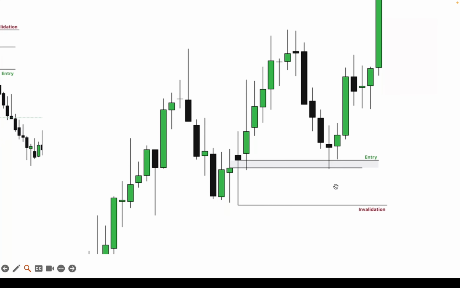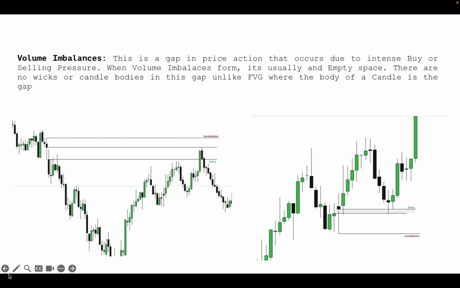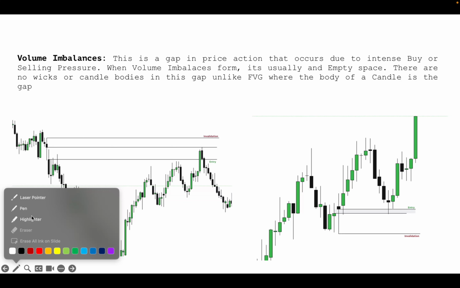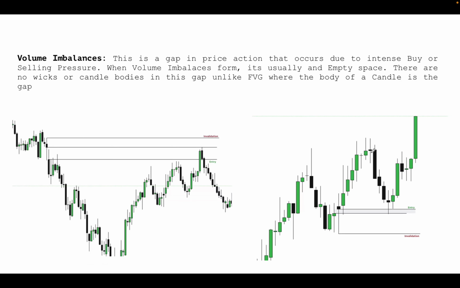Now price can use this multiple times. It can even invalidate the volume imbalance. Then you still use it as a volume imbalance, right? It can come down here, invalidate it, then you wait for price action to retrace back into it and use it as a sell order.